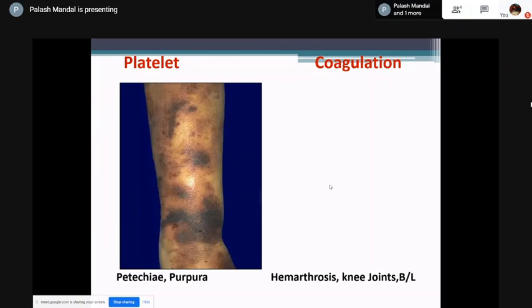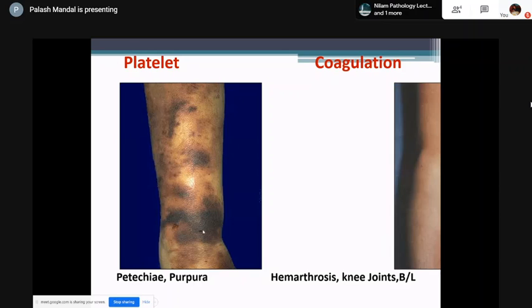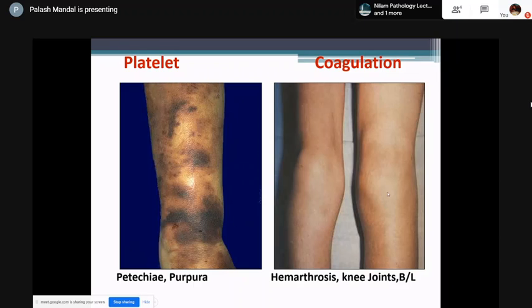So the difference between the platelet bleed and the bleeding due to coagulation disorder. This is what I was telling you, the ecchymotic spot, wide areas of blackish skin bleeds. Okay, the small ones are the petechiae and the larger ones are the purpura. The large ones are the ecchymotic spots, ecchymosis. And this is a typical hemarthrosis, means bleeding in the joint, that is the knee joint. So in this child, there is a bleeding in the left knee.